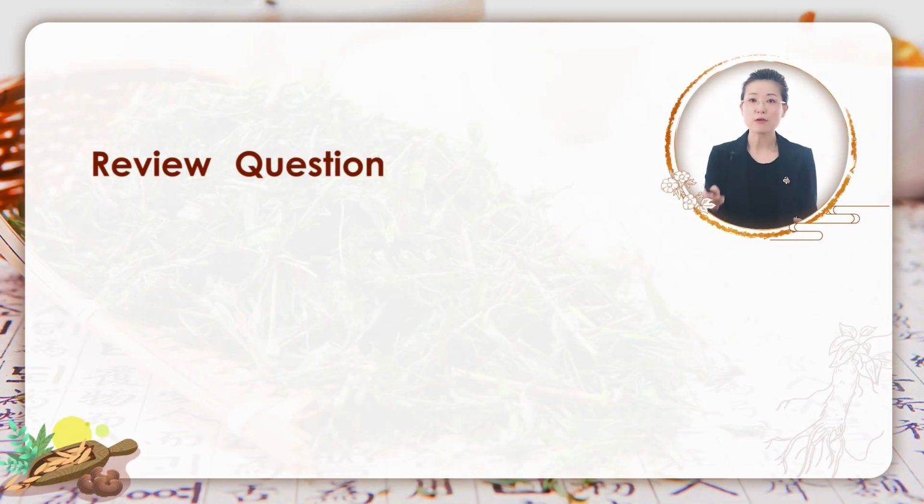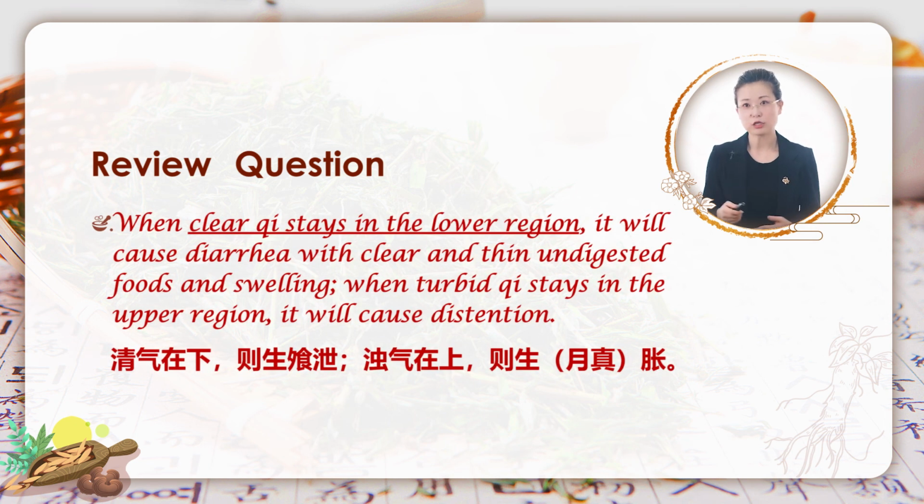Today, I have prepared you guys a review question. See, this is a very famous sentence from Yellow Emperor's Inner Classic. When clear qi stays in the lower region, it will cause diarrhea with clear and thin undigested foods and swelling. When turbid qi stays in the upper region, it will cause distension.